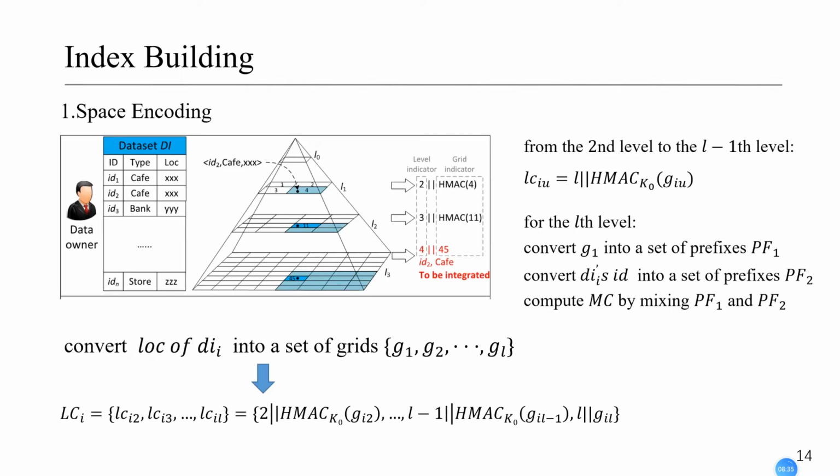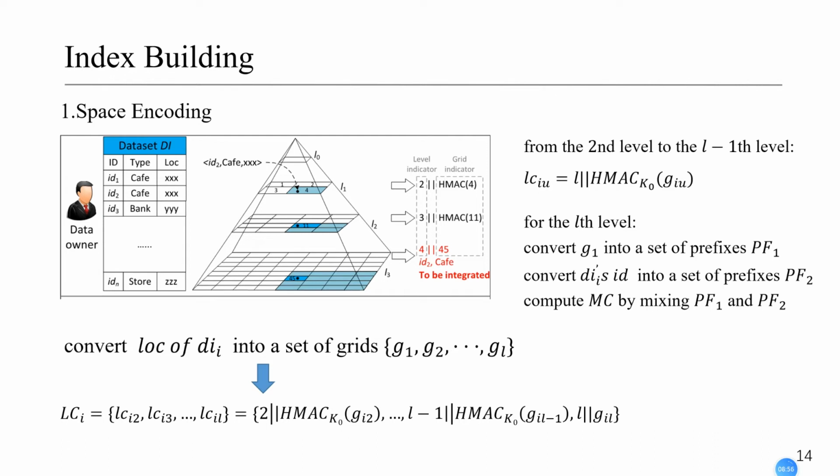There are 4 levels in the pyramid-like structure from L1 to L4. All the levels refer to the whole service area, but they're divided based on different granularity. The data owner first converts the location of DI into a set of grids from G1 to GL.